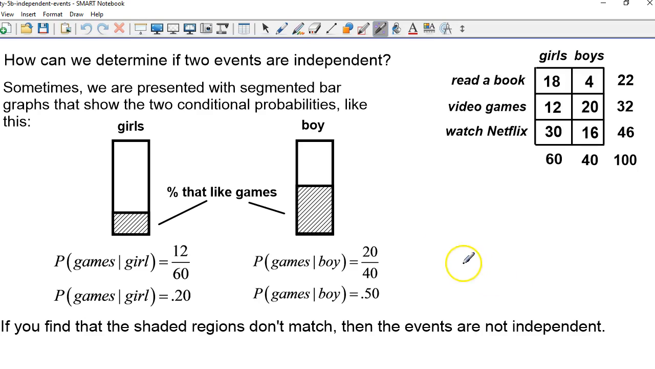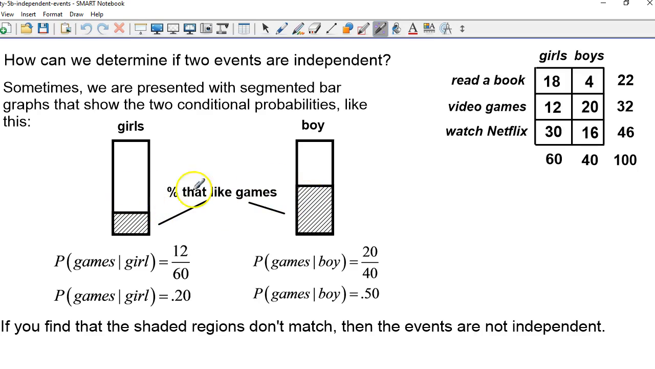For example, a segmented bar graph like this, or some sort of side-by-side bar charts like this, where we have the percentage of girls who like to play games. This was 20%, so maybe we have a vertical bar here where 20% of it is shaded. And for the boys, 50% of the boys like to play video games, so that would be 50%. So if we were just looking at visual graphs here, what would tell me that these events are not independent is the fact that the graphs' percentages don't match.